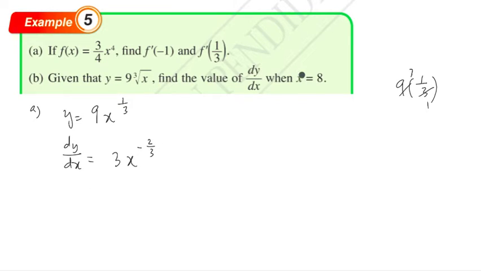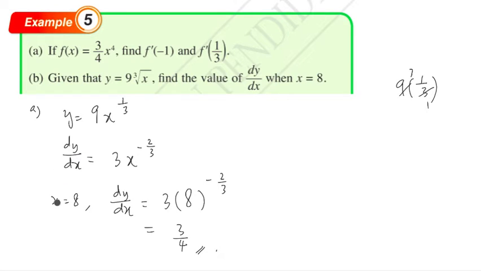1 over 3 minus 1, you get -2 over 3. Okay, now, when x equals 8, your dy/dx equals 3x to the power -2 over 3, with the 8 put here. Okay, you can use your calculator, calculate 8 to the power -2 over 3 times 3. You get the answer 3 over 4.